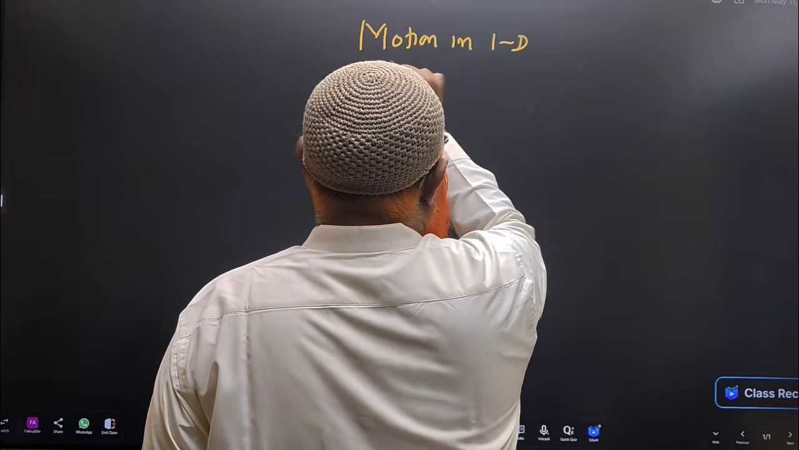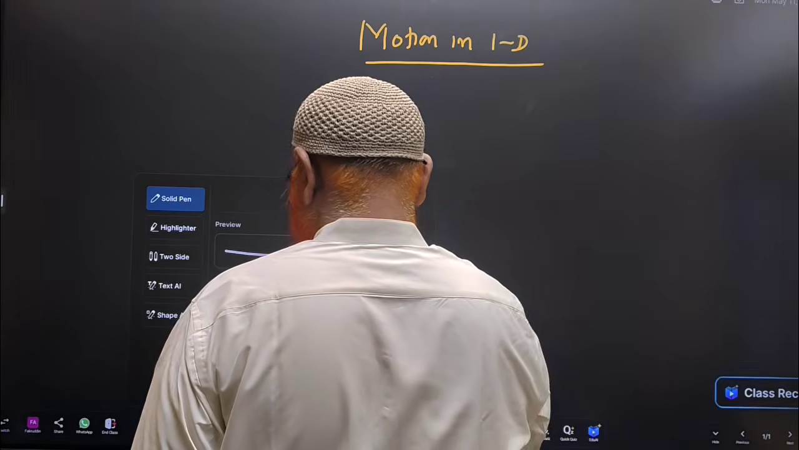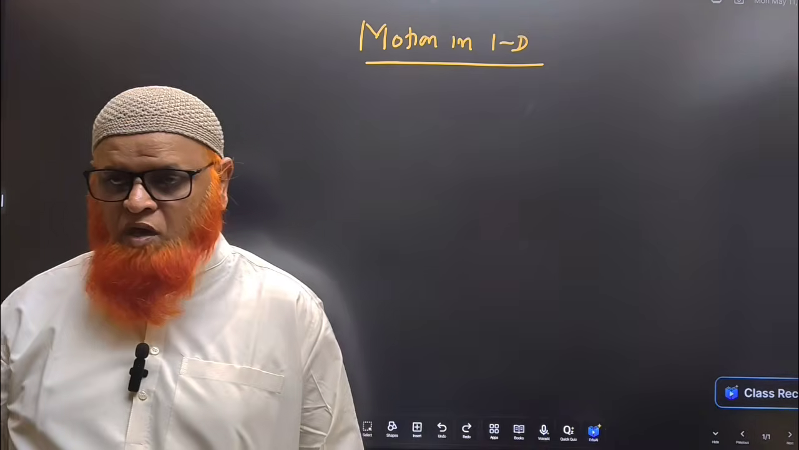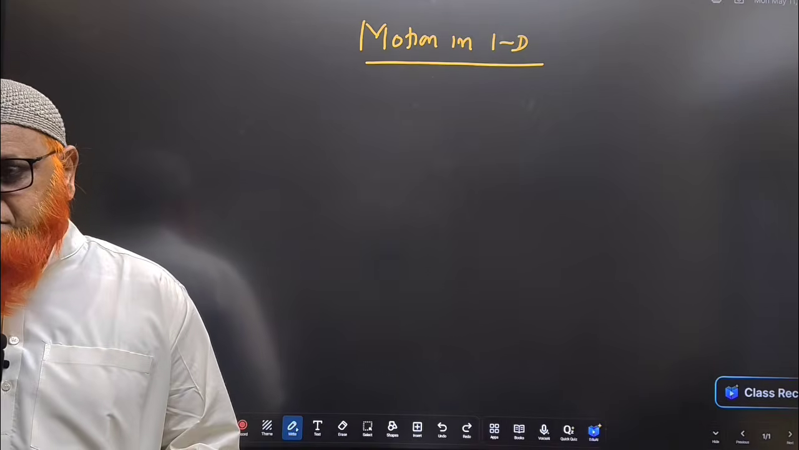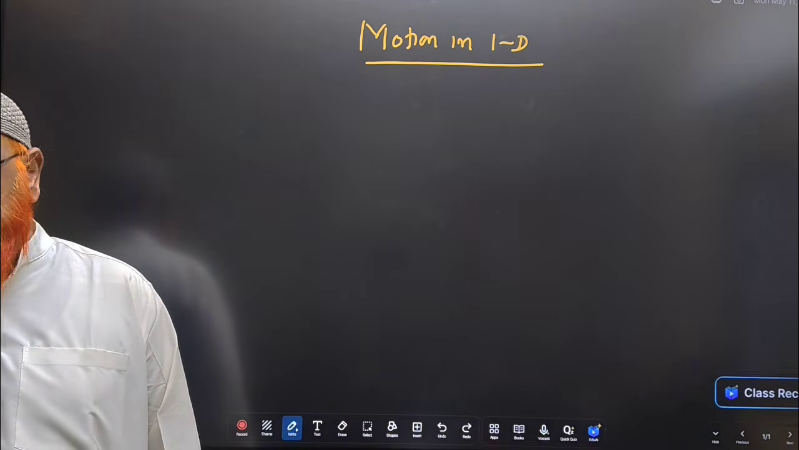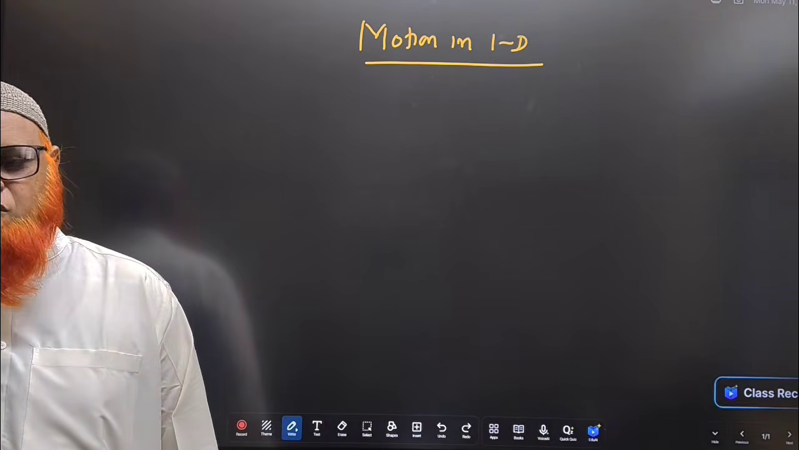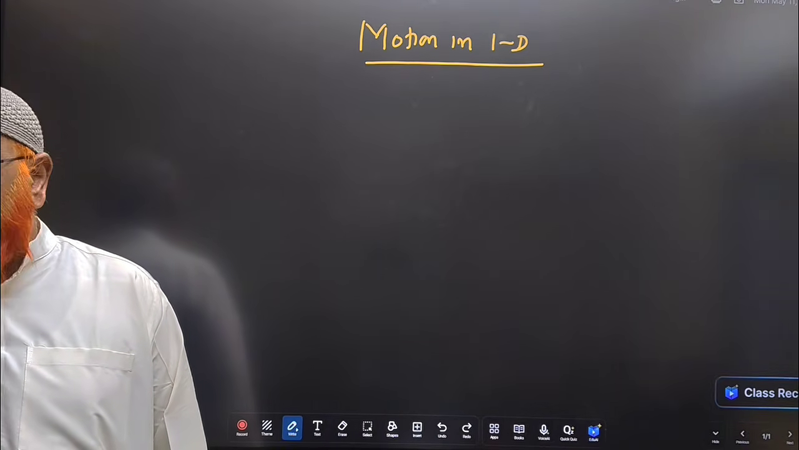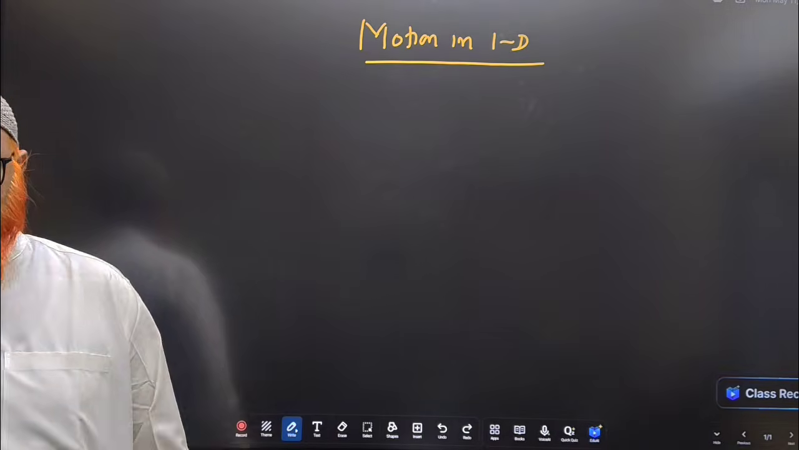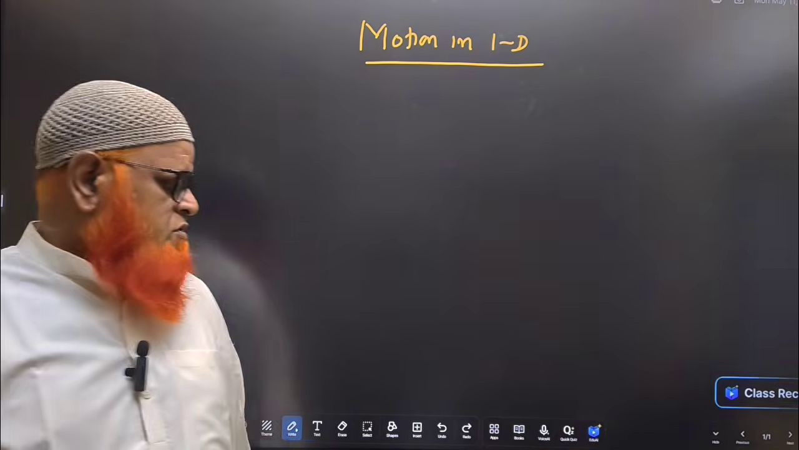Okay, motion in one dimension. What are the basics of this motion in one dimension? We have already discussed some of the basics like average speed, average velocity, distance, and displacement. Now the real concepts will start from today onwards. What are the main concepts? So next, we will plan for that.